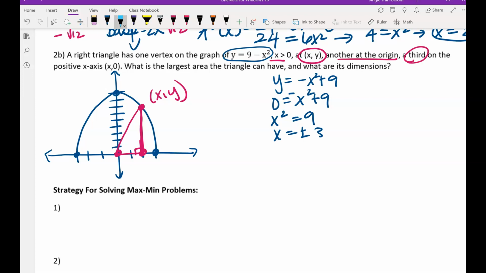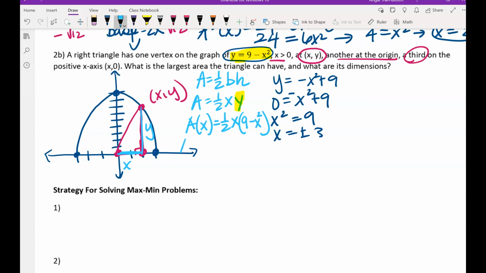Perfect. So we are going to look for area equals 1/2 base times height. Here is your base, which is x, and here's your y, which is your height. So area equals 1/2, base is x, height is y. Just like all other previous questions, we can't have two variables, so we have to take out one of the variables and substitute with something already given to us. Since y is already given to us, it's easier to substitute y with 9 minus x squared.